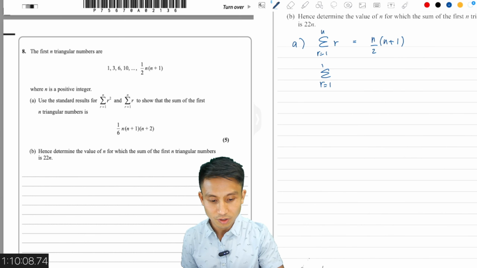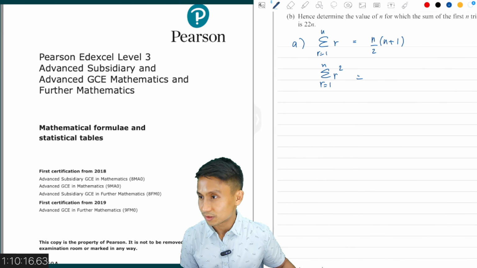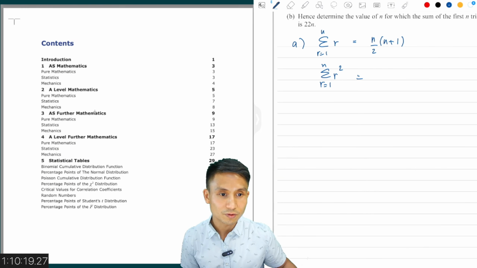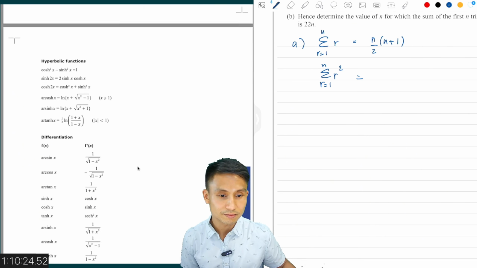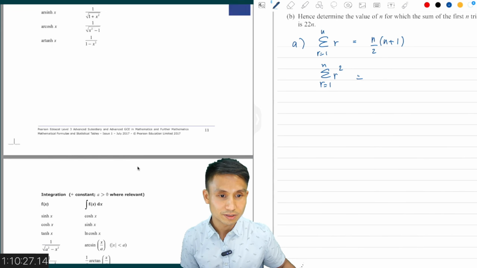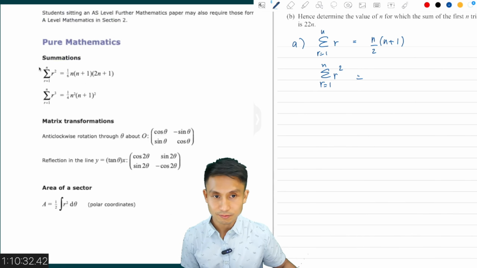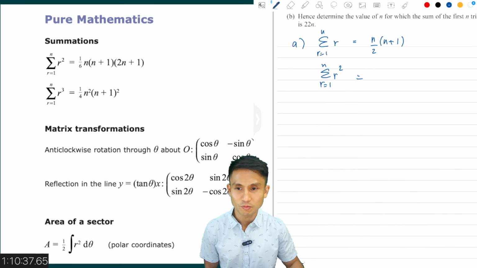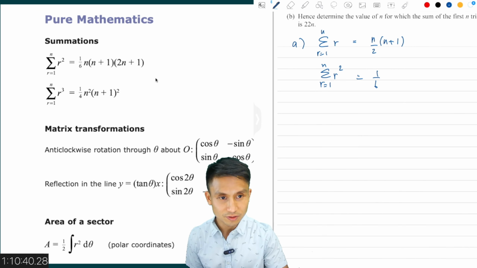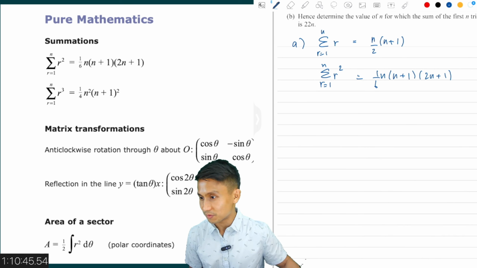And the sum of r squared from 1 to n is, well, let's look at the formula sheet. Further math, page 9. That should be the formula. Okay, here we go, this one here. That looks almost like the thing we're proving. So this is 1 over 6 n, n plus 1, 2n plus 1. All right, so let's get back to the paper.